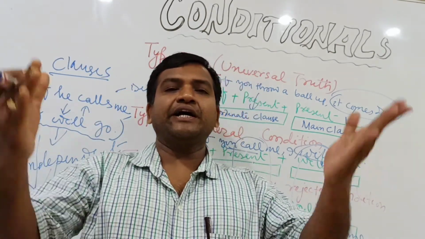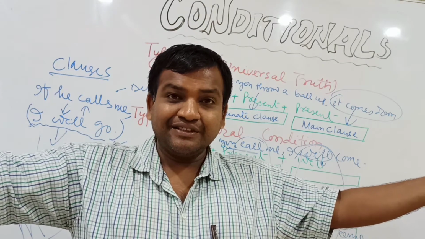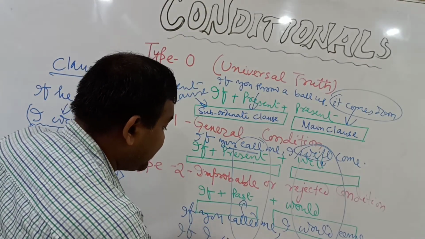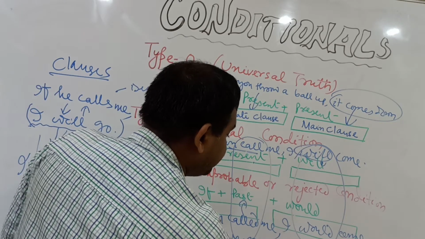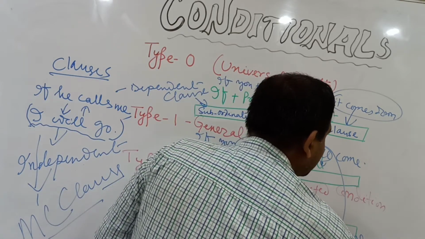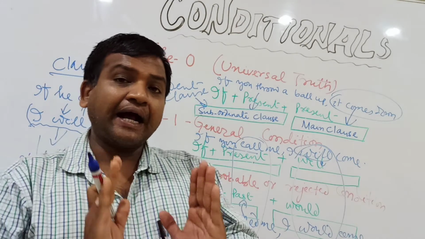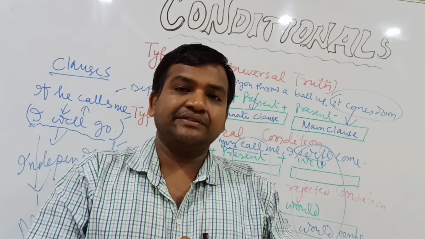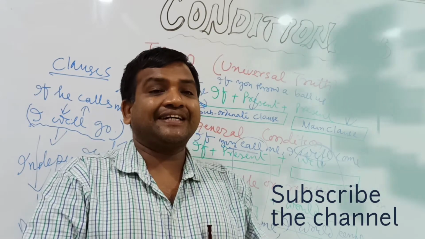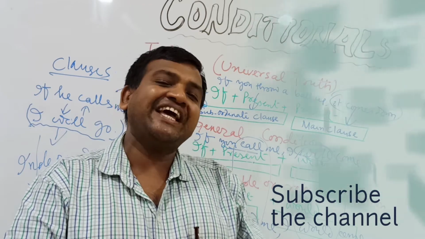You see, if I were a bird, I would fly across the sky. Here you see, if I were a bird, "I were" is used. In which condition is it used? If it is an imaginary fact. If it is imagination, we can imagine anything with "I were."